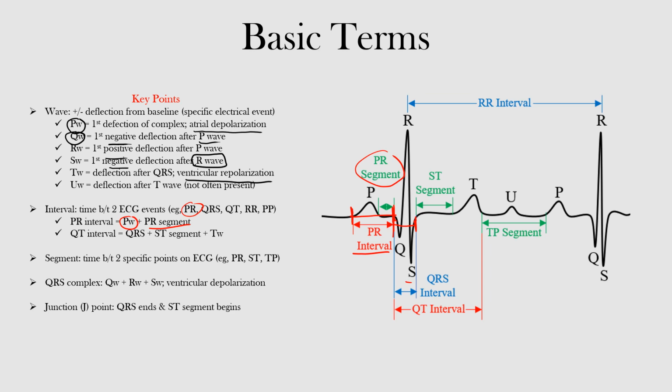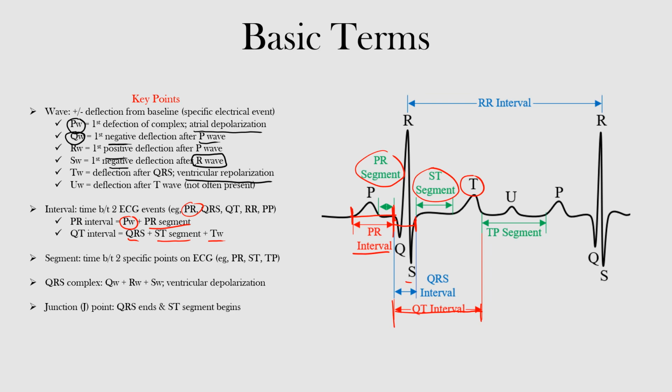Next we have the QT interval. The QT interval is made up of the QRS complex, the ST segment, and the T wave. And that's from here up until the end. So it's the QRS complex, the ST segment, and the T wave that represent the QT interval.